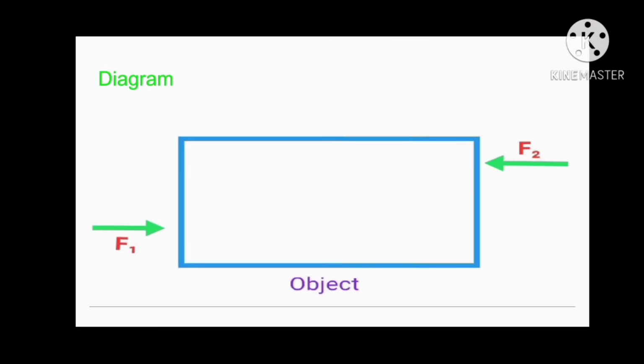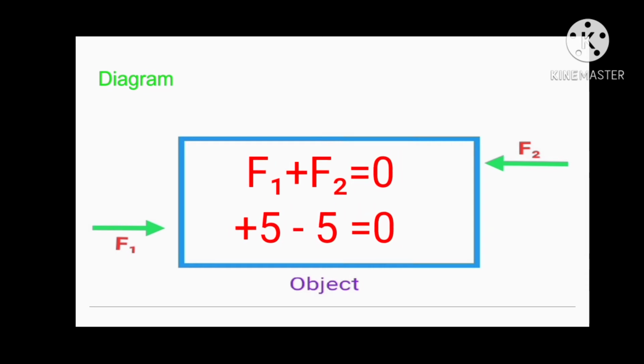Here is the diagram which shows the first condition for equilibrium. In this diagram, you can see a rectangular object on which two forces F1 and F2 are acting. The forces F1 and F2 are in opposite direction with respect to each other. So both these forces will cancel out each other, so the body will be in equilibrium. It's just like we have a body and two forces each of 5 Newton are acting on the body. But both these forces are in opposite direction with respect to each other, so both these forces will cancel out each other and the body is said to be in equilibrium.